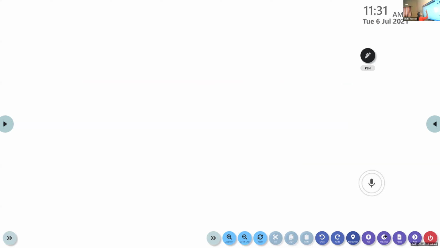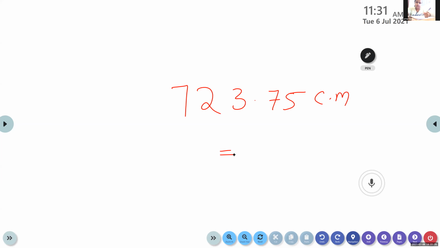Suppose we consider a measured value 723.75 centimeter. Can you find out the significant figure in this measurement? How many significant digits are there? 5. Very good. How did you get it? There are 3 reliable digits. And how many uncertain digits are here?